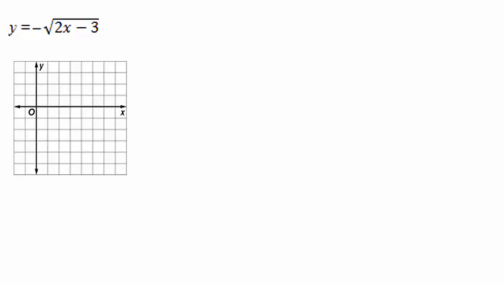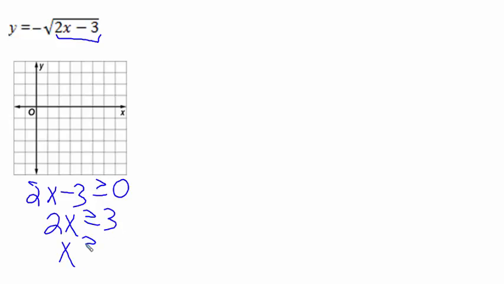And the fastest way to do that is to say, all the stuff inside a square root has to end up being 0 or more, because you can't have a negative inside a square root if you're going to work with real numbers. So I'm going to say right off the bat, the 2x minus 3 inside the square root has to be 0 or bigger, 0 or greater. And then if you solve this for x, you get x has to be 1.5 or more.